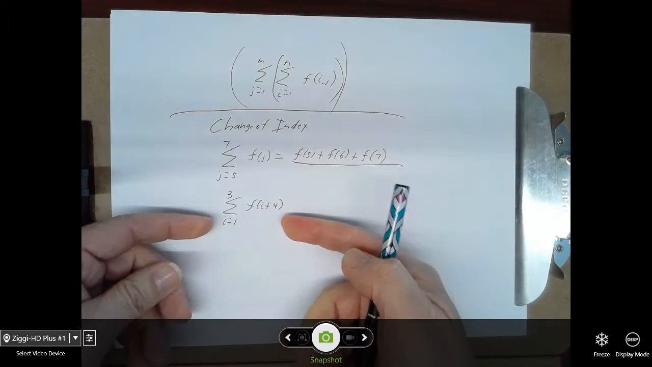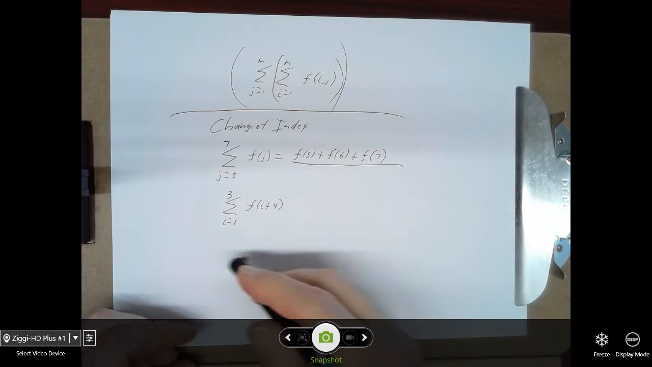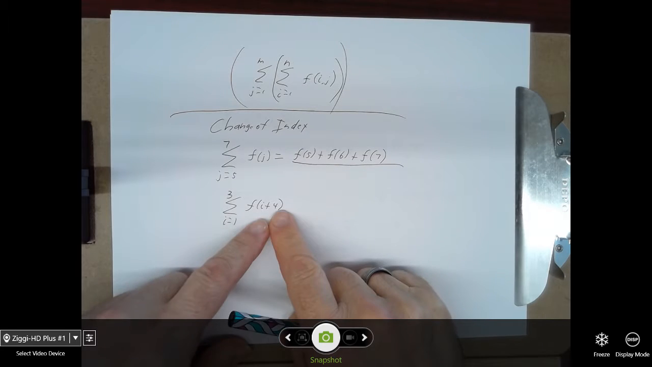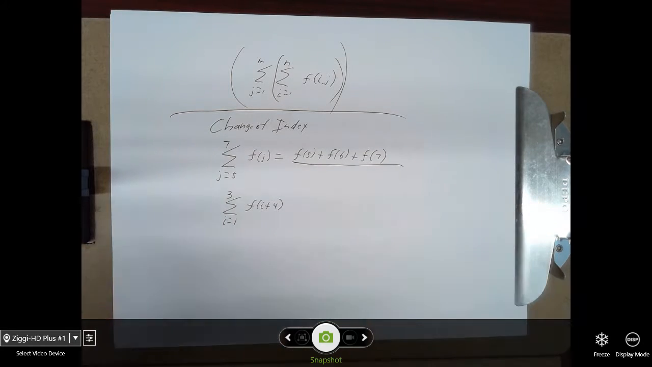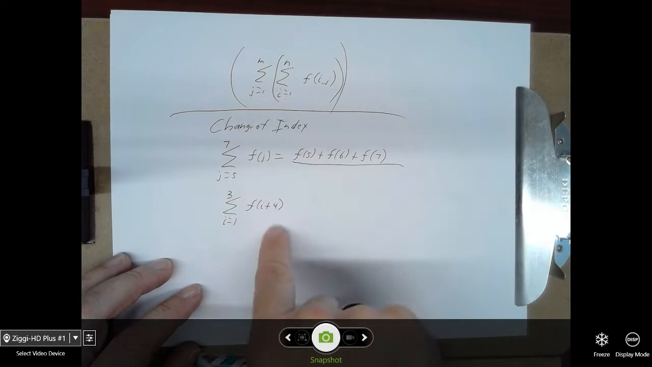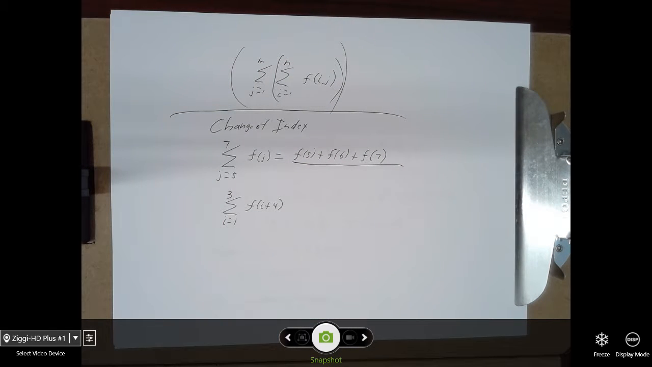So this is exactly the same as this. Because when i is 1, this will be f of 5. When i is 2, it'll be f of 6. When i is 3, it'll be f of 7, and that's where it stops. So by changing the variable inside into some expression, we can change the lower and upper indices on the summation itself.